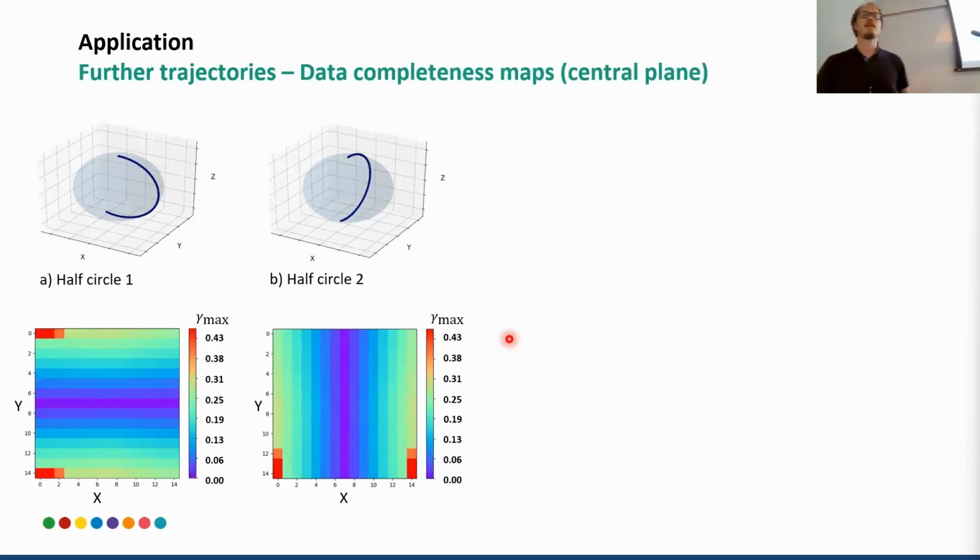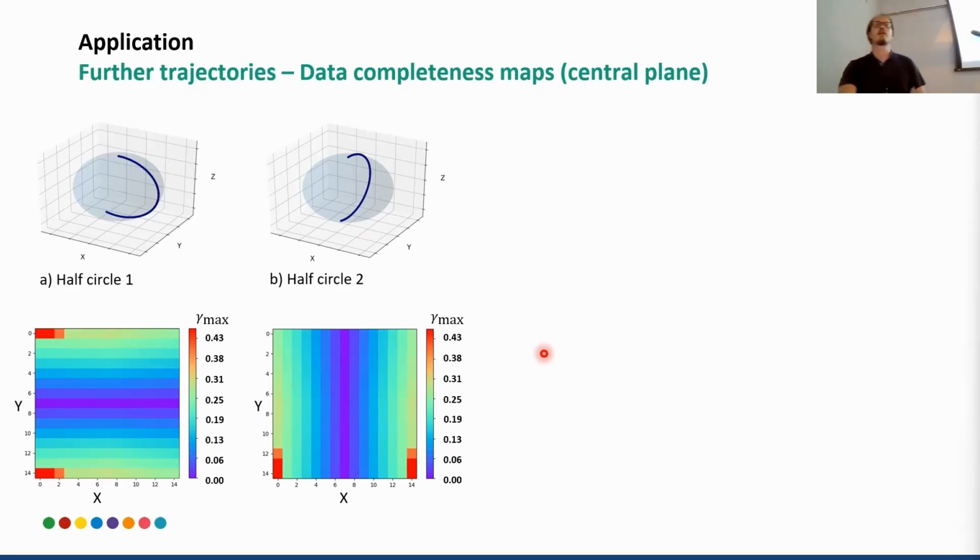Therefore, I calculated data completeness maps. In this case, for 2 half circles with plus opening angle. And these data completeness maps correspond to the central plane. And in this first case, we see that in the plane of the circle, data completeness is perfect. But if we go in the y direction, data completeness gets worse. Again, cone beam angle. And again, as we expect, if we rotate the half circle, this data completeness map rotates too. So those are the easy examples.